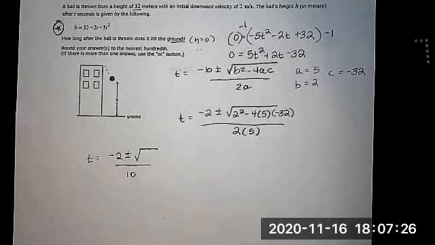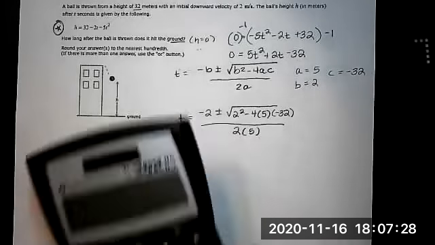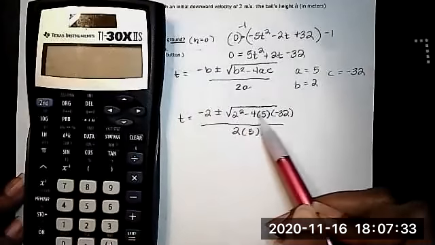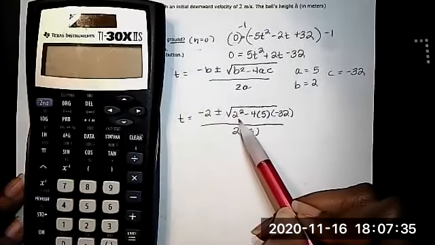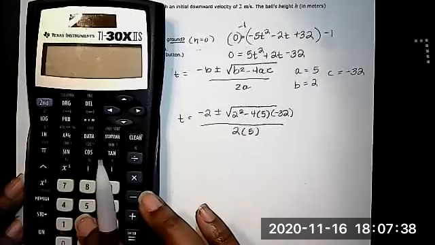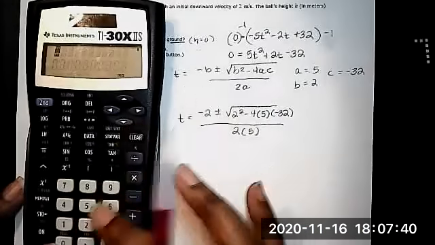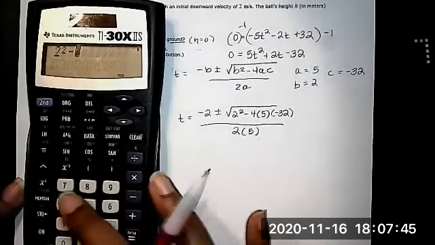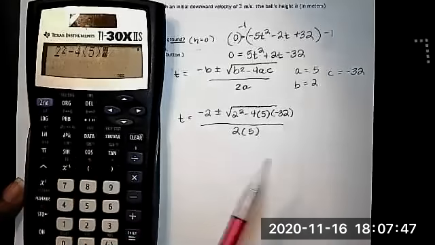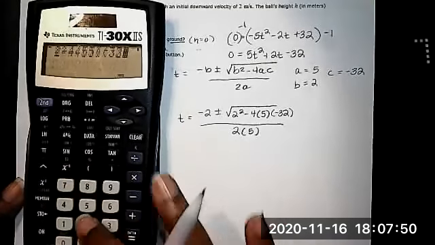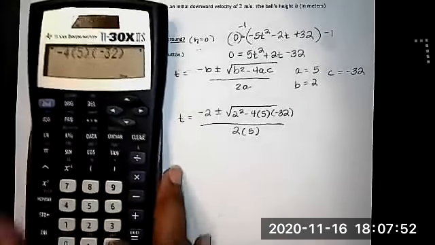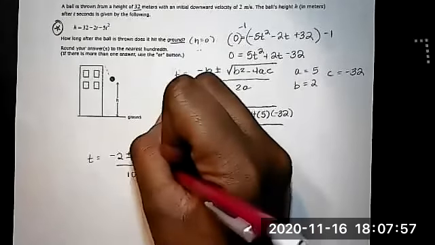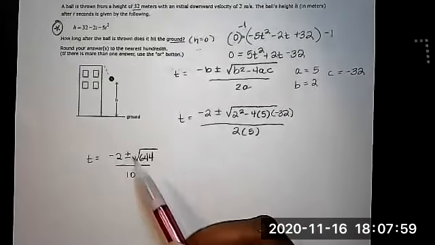I'm going to grab my calculator and let it do some work for me. I'm not going to put the square root in, just the numbers under it. So 2 squared, minus 4 times 5 times negative 32. I put all of that in my calculator, push enter, and this became 644. I do not put the square root in my calculator where I'm doing this.